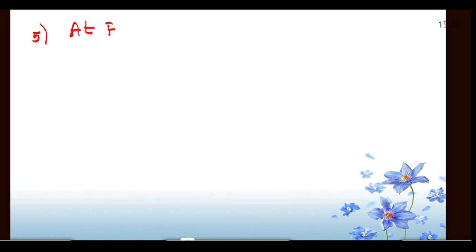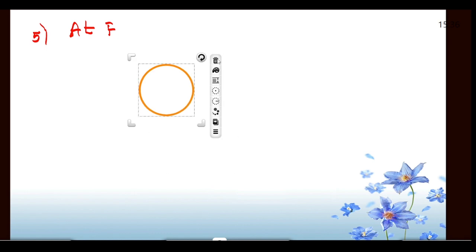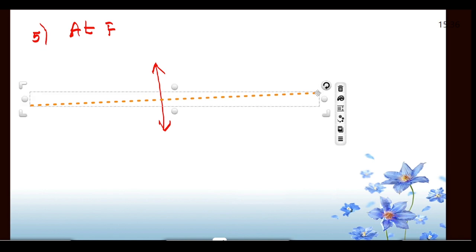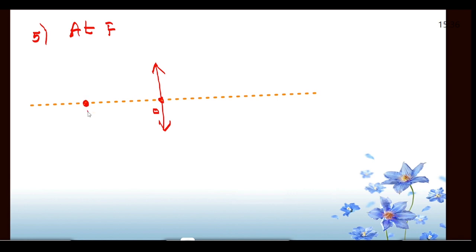So let's try to draw this ray diagram. So first, we are going to consider this convex lens. So this is the convex lens, right? Now we are going to draw a principal axis, and also we are going to locate all these rays. So this is the principal axis and optical center, and also this is focus, this is center, and this side also this is focus and it is center, right?